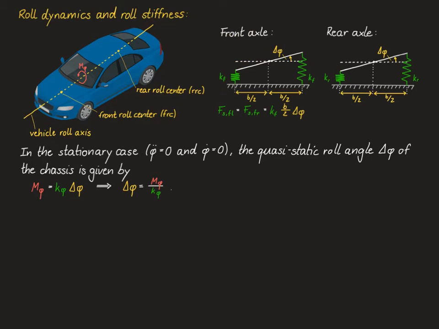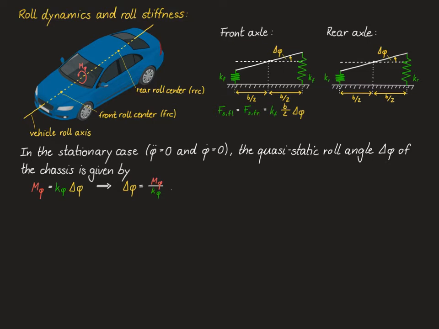Next, let's look at how we can obtain an expression for the roll stiffness K phi by looking at the front axle and the rear axle in combination. Note that the two are coupled by the fact that the roll angle delta phi is the same for the front and the rear axle. Let's start by looking at the front axle.